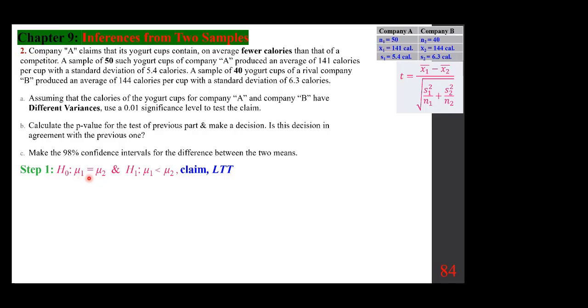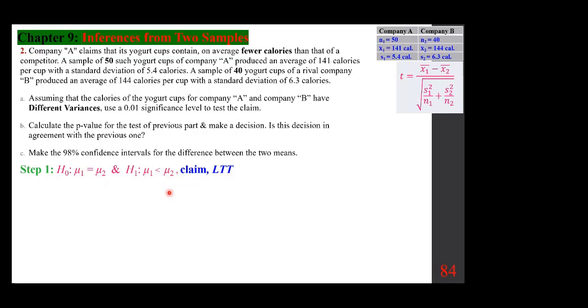Write down mu1 equals mu2 or write down mu1 minus mu2 equals 0. If you write mu1 minus mu2 equal to 0, perfect. Just make sure you write mu1 minus mu2 is less than 0. In other words, you want to be consistent as to what you write.